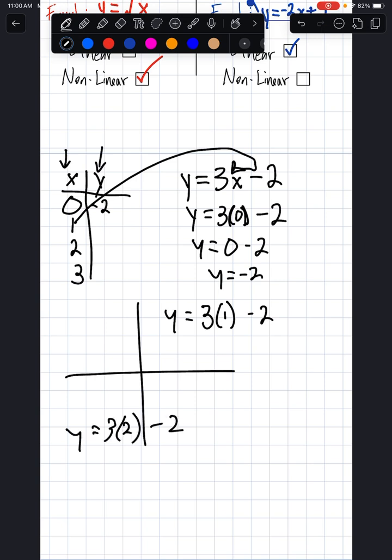Does that make sense? If that makes sense, go for it. And then draw a graph and bring it in with you to class tomorrow. All right, that's it for today.